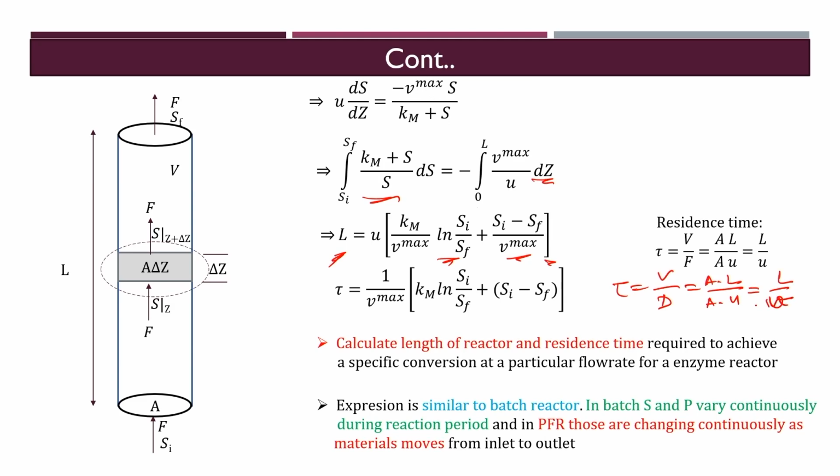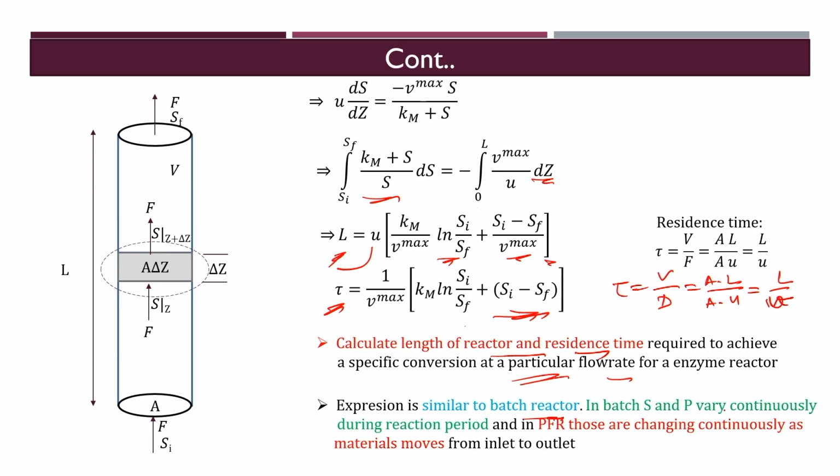So, this can be further, length is there, if you divide with this velocity, it becomes the residence time. Tau is 1 upon V max [Km ln(Si/Sf) + (Si - Sf)]. So, this enables us to calculate the length of reactor as well as the residence time required to achieve a specific conversion at a particular flow rate for an enzyme reactor. And the expression is similar to the batch reactor.